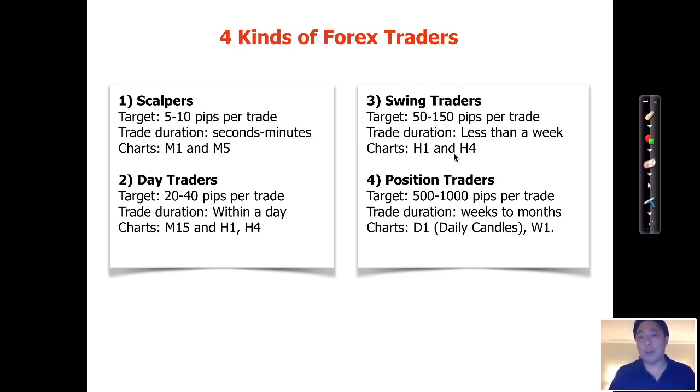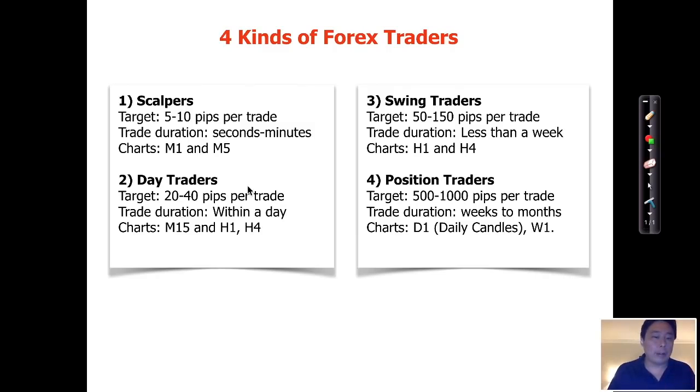Next, we have swing traders. Swing traders will typically target 50 pips to about 150 pips per trade. So when they hit 50 to 150, they're out of the trade. The trade duration usually lasts for less than a week, a couple of days. And they'll look at charts with hourly or 4-hourly candles. So those are swing traders.